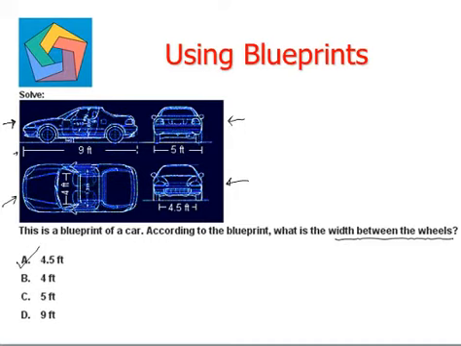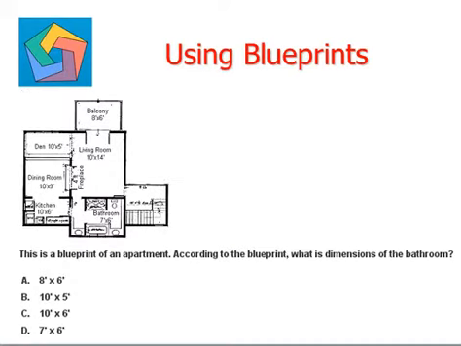Let's look at the next question. This is the blueprint of an apartment. According to the blueprint, what is the dimension of the bathroom? Now here we see that we are given the blueprint of an apartment. Now the size of the particular room or area is written where that area is.